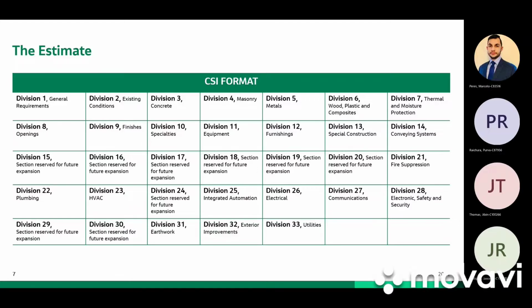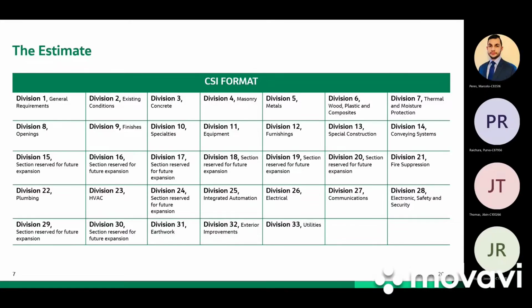Division 1, that's general requirements. Division 2, existing conditions. Division 3, that's your concrete. Division 4, masonry. 5, metals. 6, that's your wood, plastic, composites. Division 7, thermal and moisture protection. Think of Division 7 as the roof of your house. Division 8 is all the openings, the doors, the windows. Division 9 is the finishes, all the tile, the type of floor that you have. And Division 10 is specialties, like bike racks, etc.